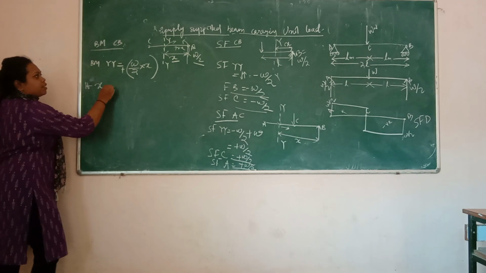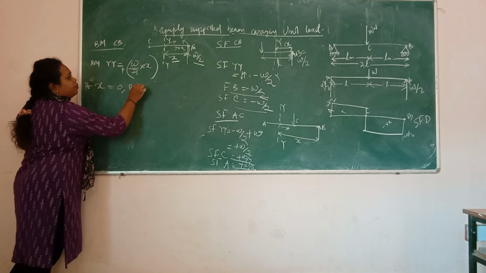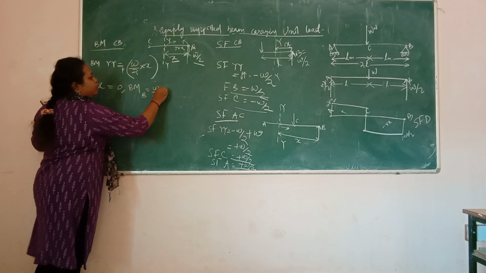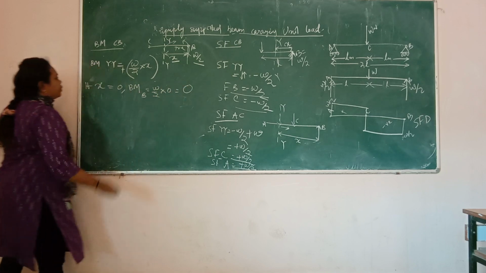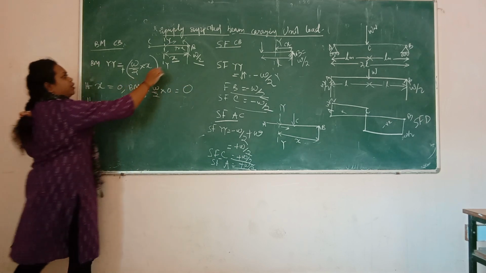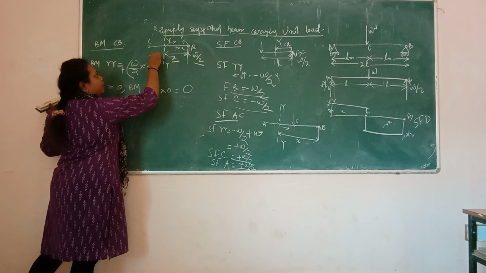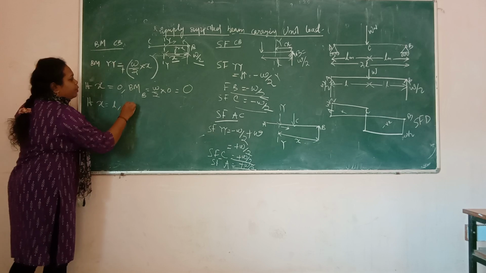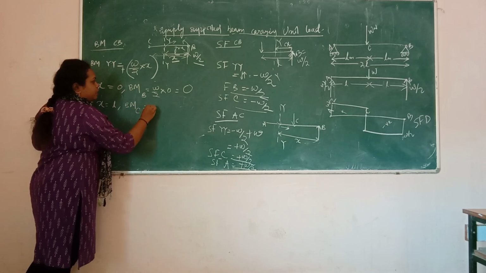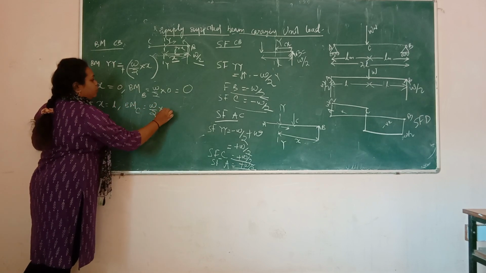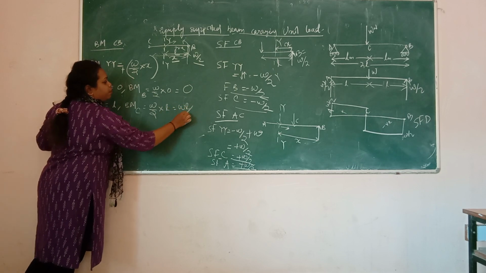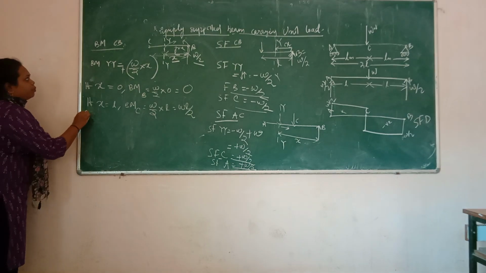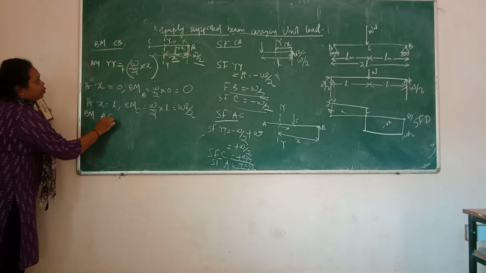If the value of x is equal to 0, then bending moment about point B is W/2 into 0 is equal to 0. If x is equal to, the x is moved at max L. So if x is equal to L, then bending moment at point C is W/2 into L. So this one is WL/2. Now we have to calculate the bending moment in between A to C.